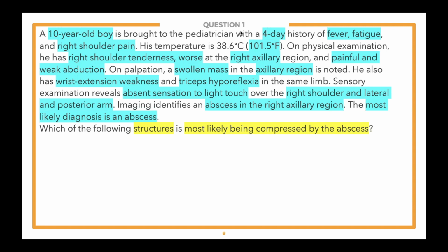Now we do know that there's an abscess, and the question is telling us that there's a structure that is being compressed by the abscess, and we need to know what's the most likely one. So I think we've got a couple steps here. One, we've got to figure out what's going on in this patient, and then two, what structure, if it were to be compressed, could lead to those findings. You could argue that's just a big one-step question, but I think it's also important to make sure you're separating it out.